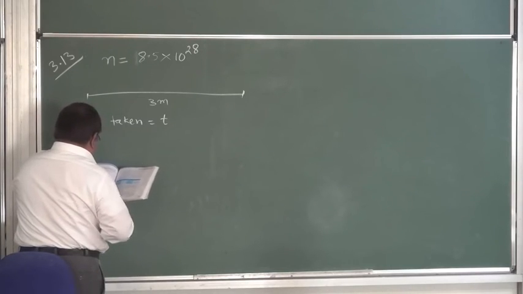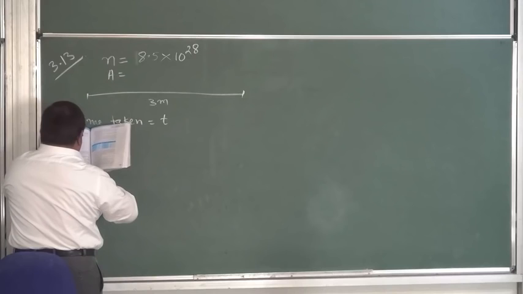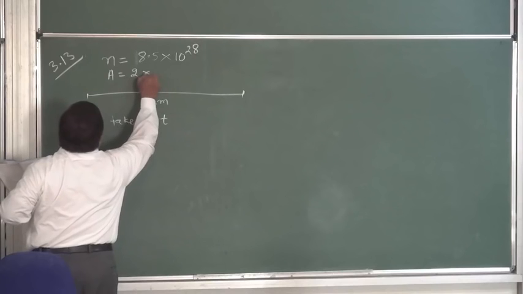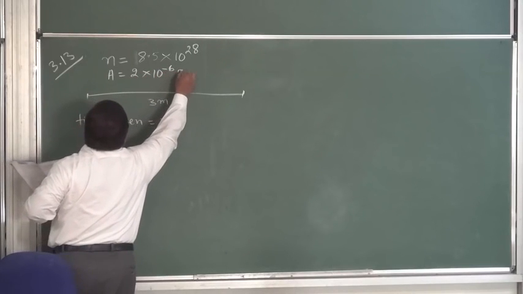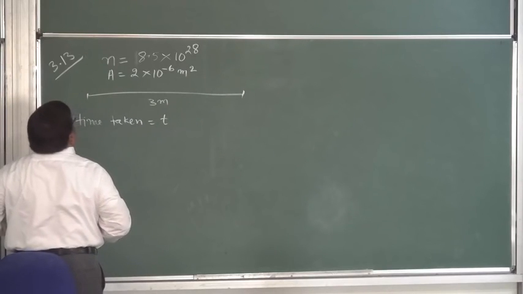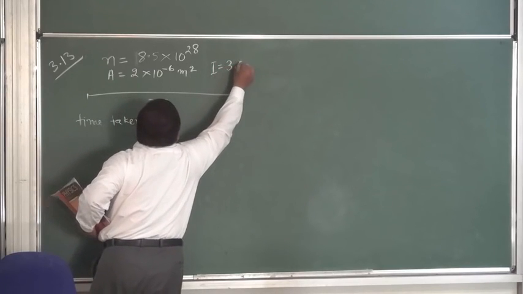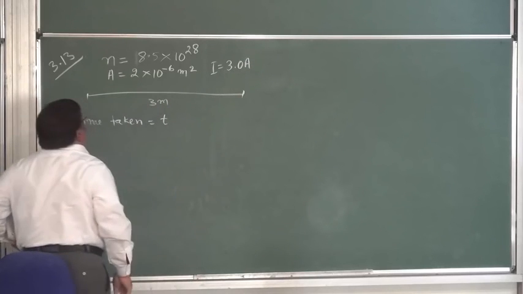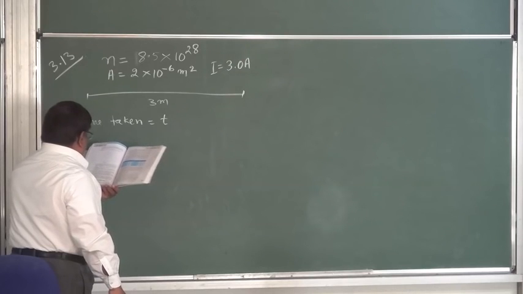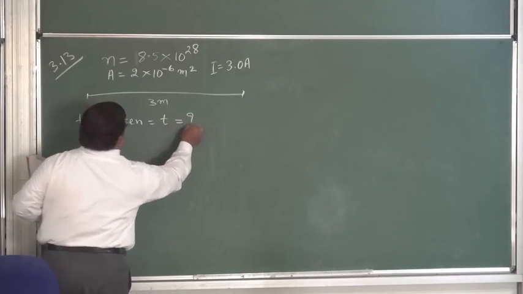The area of cross section of the wire is given 2 into 10 to the power minus 6 meter square. Any other thing? And it's carrying a current of 3 amperes. Most important, it's carrying a current 3.0 ampere. These are the data given to us, and what we are supposed to find out. How long does an electron take? Time taken T. This we are supposed to find out.